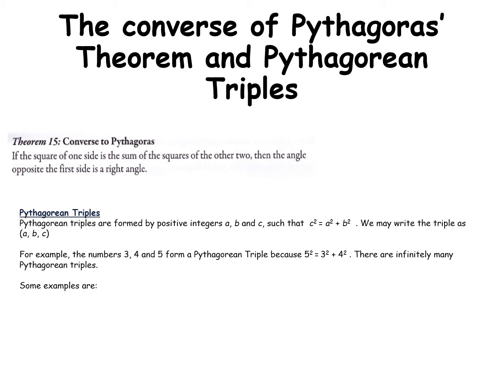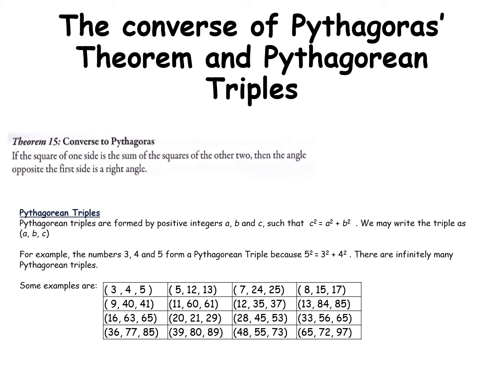So there are infinitely many Pythagorean triples, but here are some examples. Often as students work with trigonometry, they start to notice these Pythagorean triples, and they notice that when you have 3 and 4 and you're missing the hypotenuse, the hypotenuse will always be 5. So they start to see these patterns emerge. So we have 3, 4, 5, 5, 12, 13, 7, 24, 25, and so on.